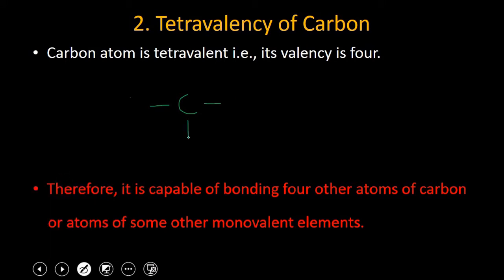So I am showing the carbon here. If its valency is 4, carbon is capable of bonding with 4 other atoms of carbon. So it can form a bond with 4 different atoms of carbon, or it can form bonds with some other monovalent elements. As I have shown in the previous slide, 4 hydrogen atoms can be attached here, or 4 other monovalent atoms can be attached here. So the second point is the tetravalency of carbon. At a time it can form 4 bonds with 4 carbon atoms or with other monovalent elements.